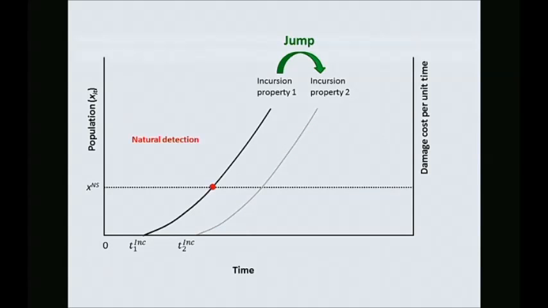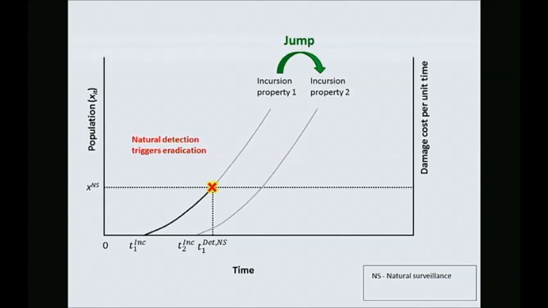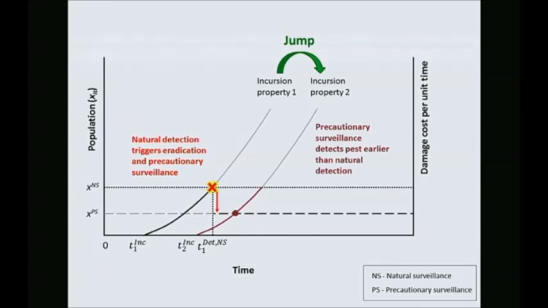How is something picked up? Well, natural detection, you know, there's lots of beetles around, sort of thing. So that's natural detection. That then means that once that's been passed on to someone who can do something, then that triggers eradication. And then you start to apply precautionary surveillance.